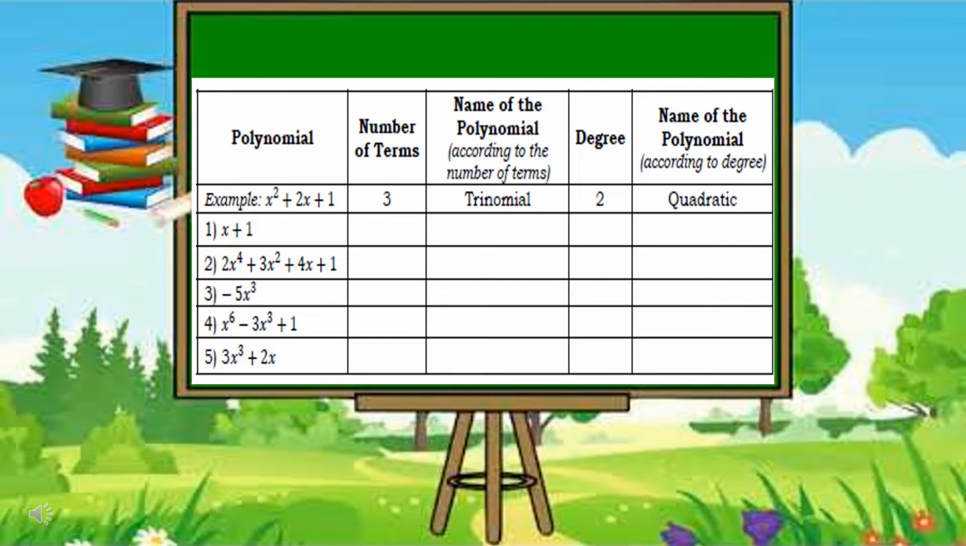So the number of terms is 3 because x squared is one term, 2x is the second term, and 1 is the third term. Since there are 3, our answer is trinomial. What is the degree? The highest degree is 2. Name of the polynomial according to degree: if the degree is 2, then it is quadratic.